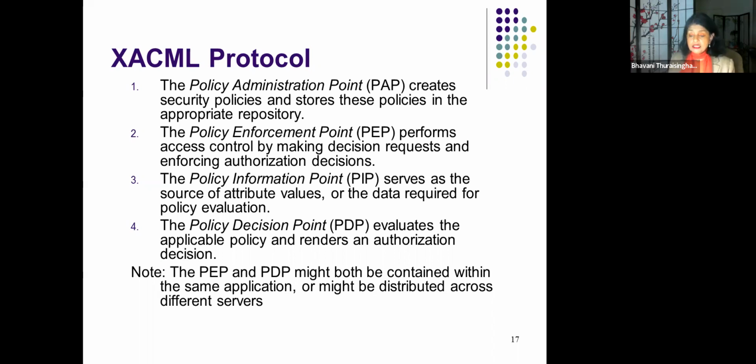The PIP, policy information point, serves as a source of attribute values, or the data required for policy evaluation. And the policy decision point evaluates the information it got from PAP and PIP. It will make a decision and give it to the PEP. Note, the PEP and PDP could be contained within the same application or distributed across multiple servers.